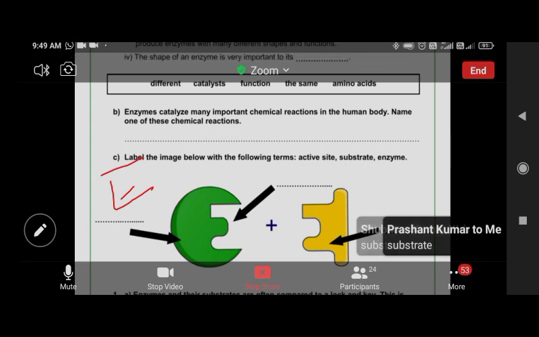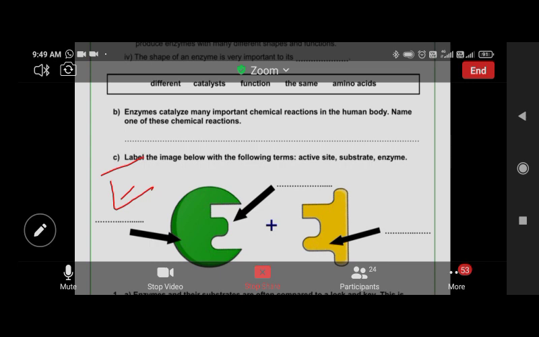Yes, we have completed this worksheet also. Within a few seconds, our class will be disconnected. So all of you must write this worksheet in your copy. I have told you to take the screenshot.